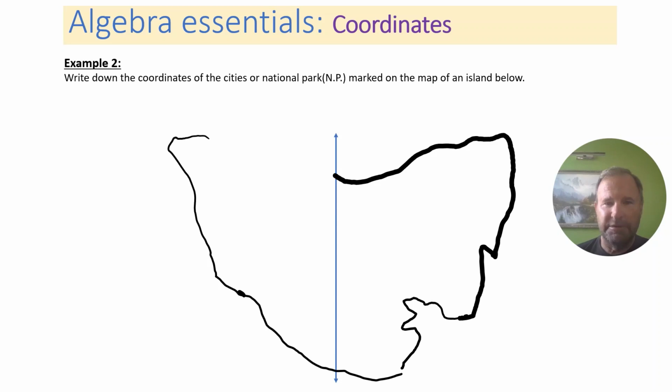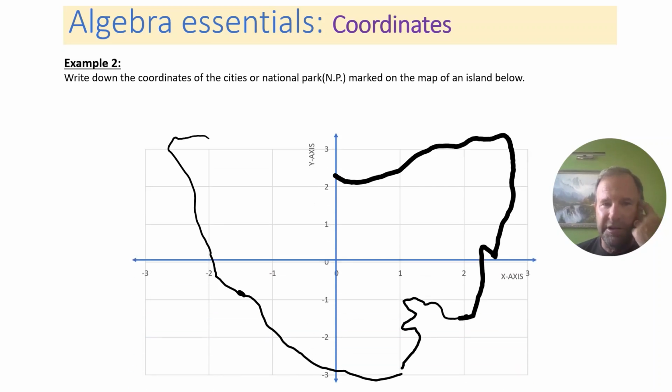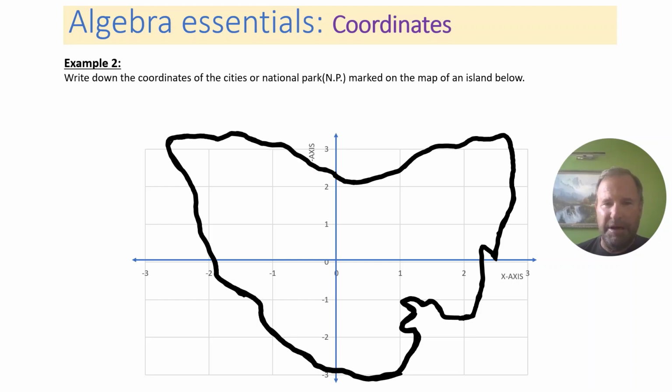Okay, here's an example. A nice little island here. Write down the coordinates of the cities or national park marked on the map below. For those that are Australians or New Zealanders or good at geography, that's part of a state of Australia called Tasmania, or as Australians like to call it, Tassie. I'm just going to put in all the points of interest. That's Burnie, lovely little city there, Devonport, Launceston, and Hobart. So here are the points. What do you think they are? They're on that grid.